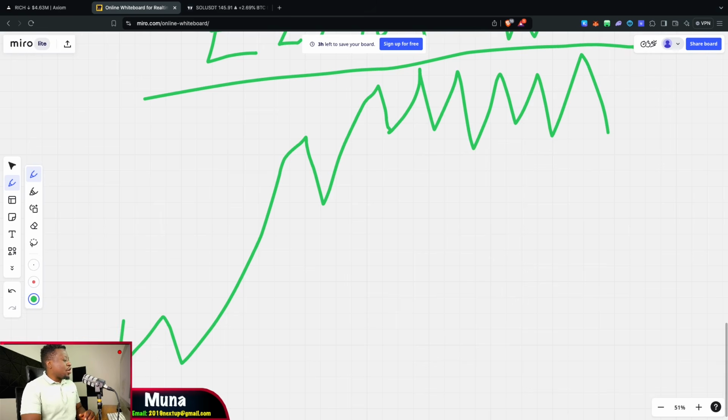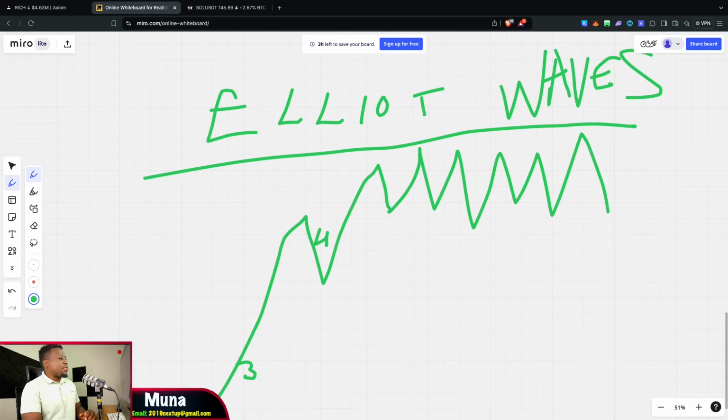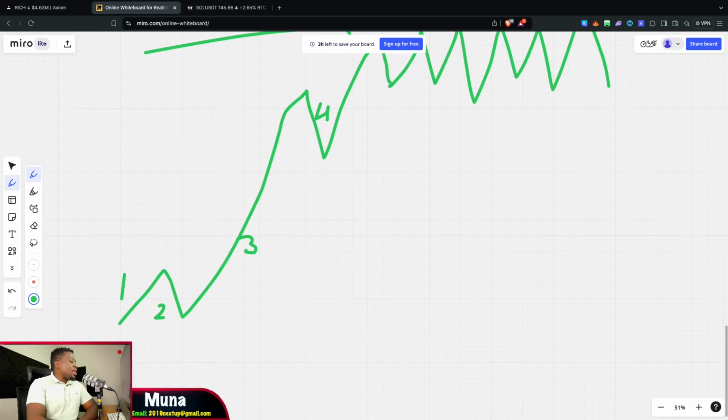Okay, so you've got 1, 2, 3, 4, and obviously some other action, like 5. So you're made up of motive waves and corrective waves. Basically, if you've got a correction, that's a corrective wave, and if you've got an impulse move, that's a motive wave. So you've got these specific patterns that usually occur each and every time.